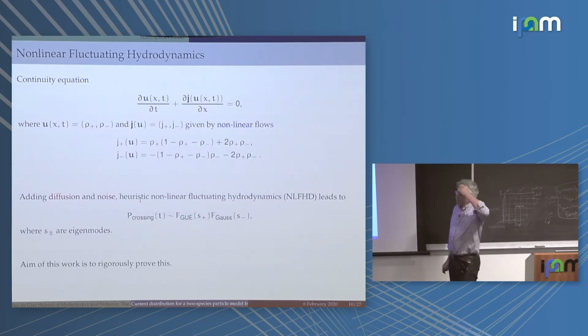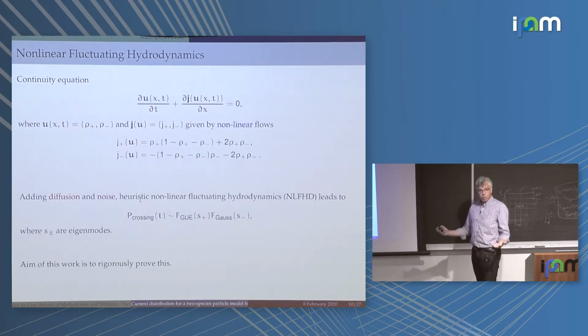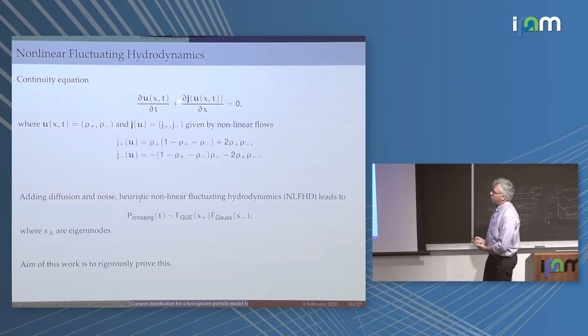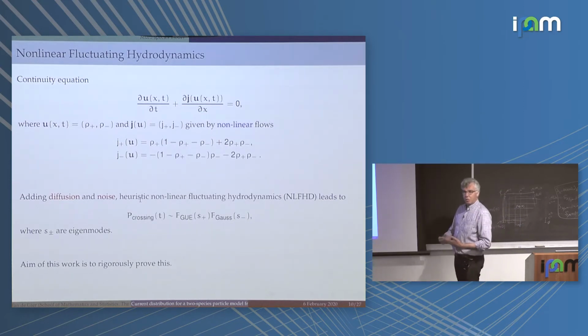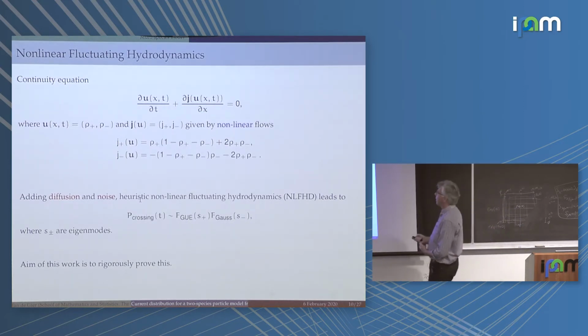Okay, so just one slide on physics heuristics. How do physicists describe this? Well, they think in terms of a continuity equation. So if U represents the density of particles, so it's a two-component vector, the density of plus and minus particles, then the rate of change of U plus the space derivative of the flow of the particles equals 0. So this is a very generic conservation of mass, basically.